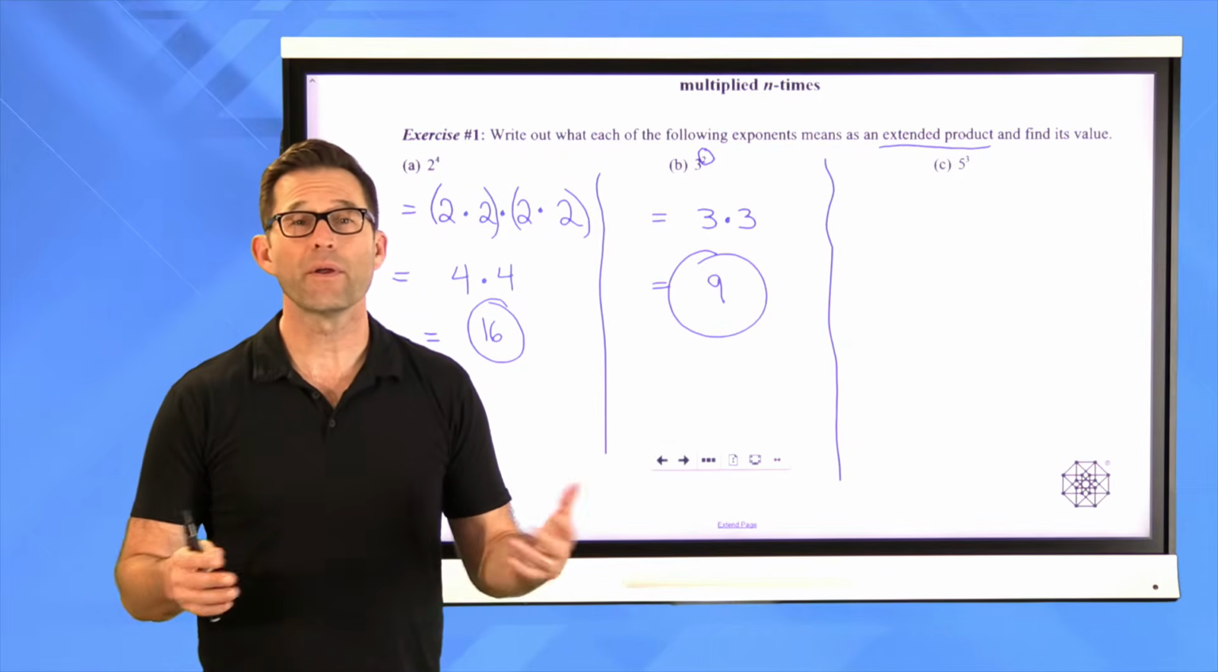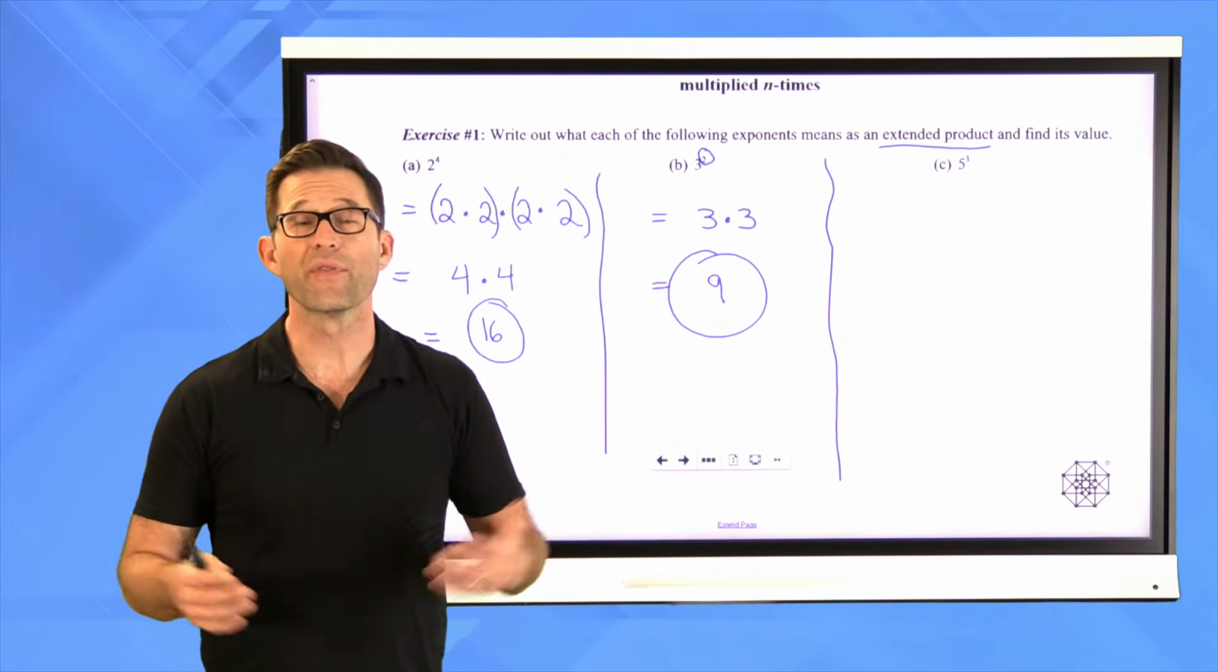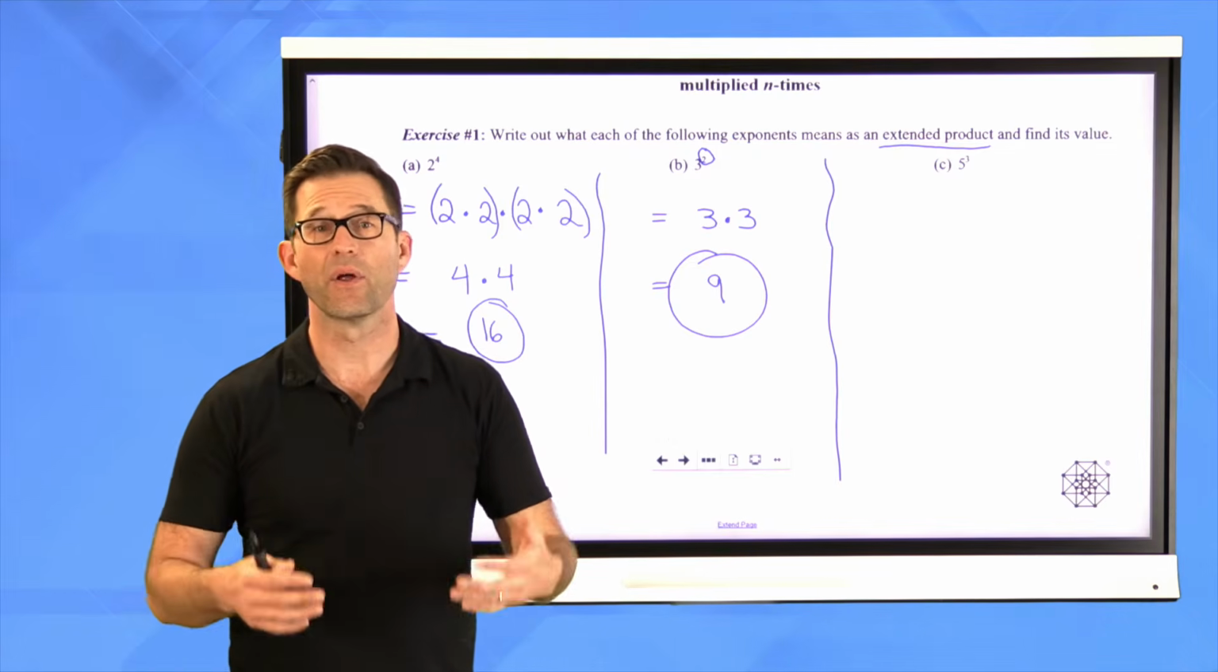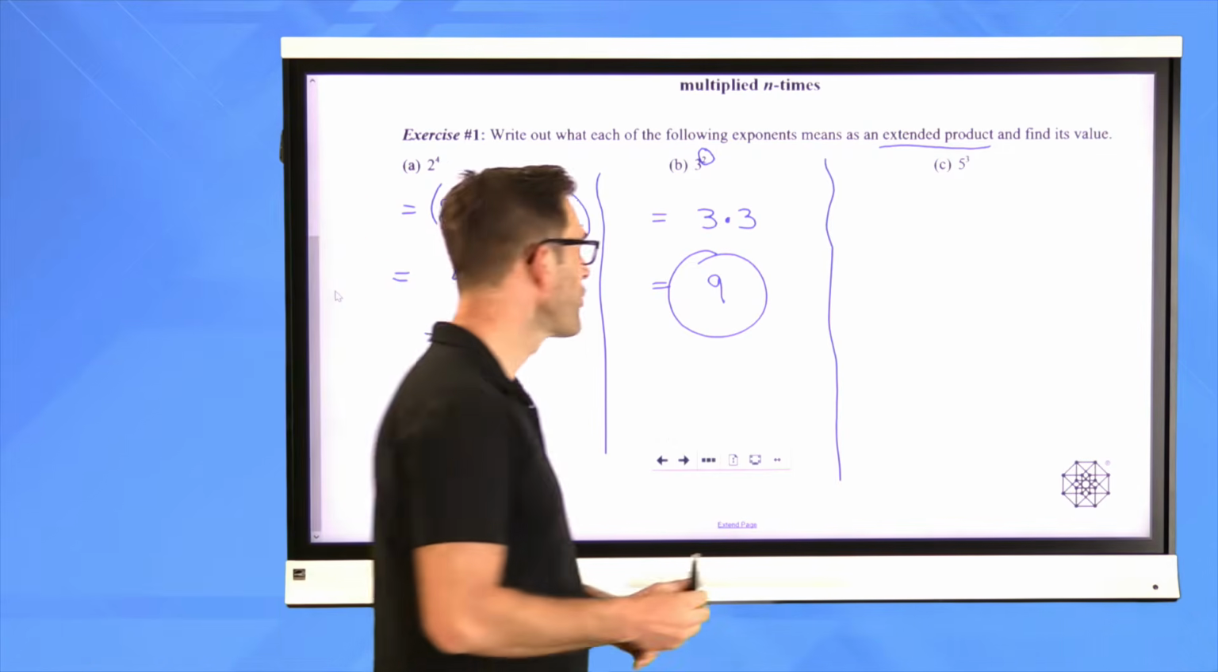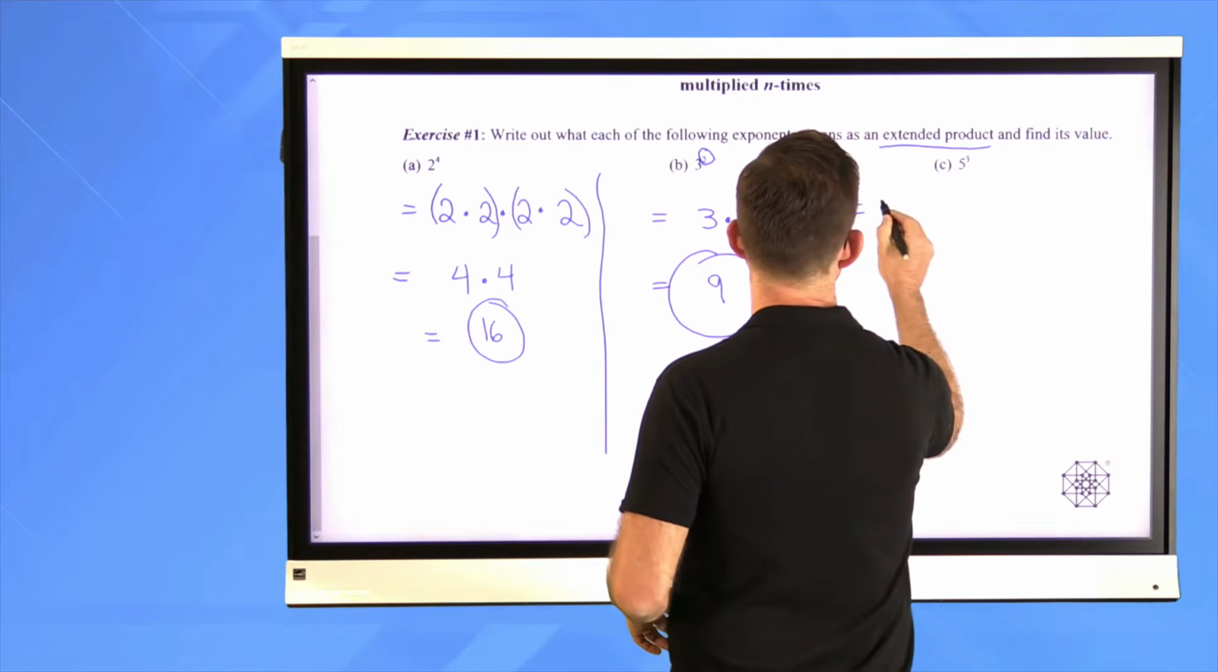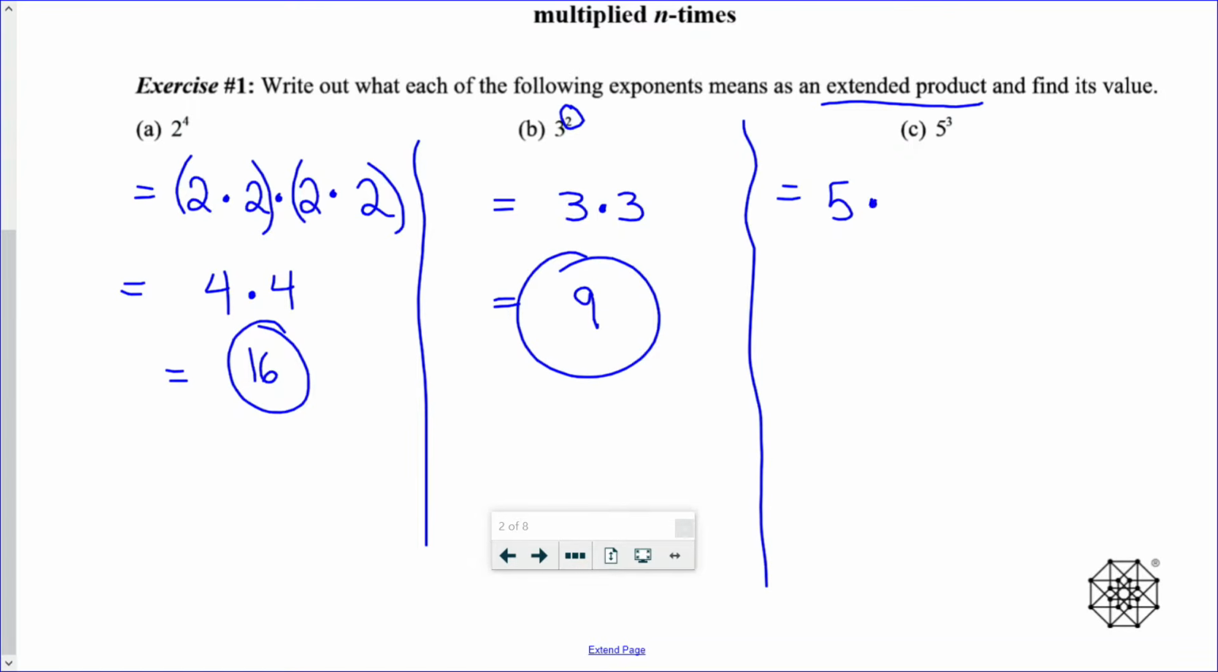All right, now very big exponents we will often do with calculators because the results can get very large very quickly. But 5 to the 3rd we should still be able to do by just writing out the extended product, 5 times 5 times 5. Here it is, 5 times 5 times 5. Again, I'm going to do a little bit of associative property. I'm going to group those two together. 5 times 5 is 25. And then 5 times 25 is 125.